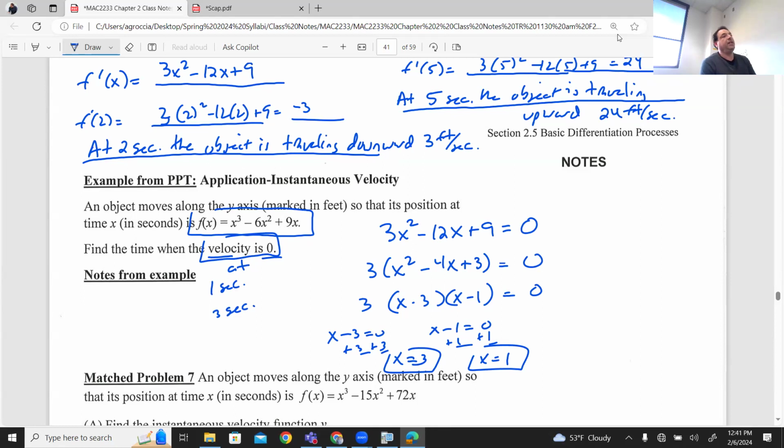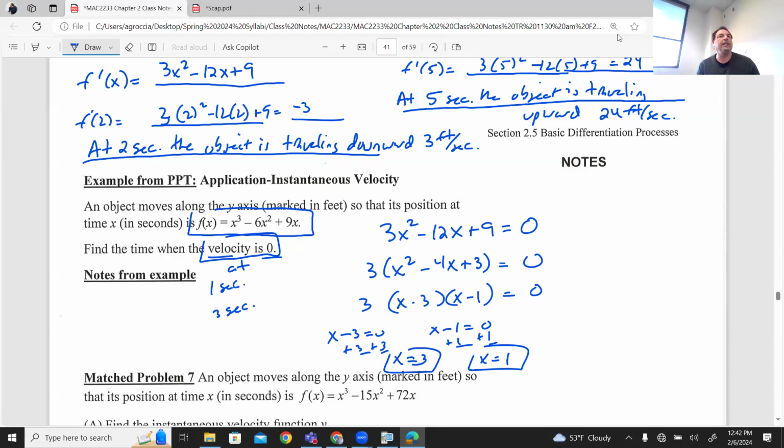You have to set that velocity equal to 0, which most of you, that's not the problem, but the factoring may be the problem. And again, we're in calculus. And if factoring is the issue, that's an algebra issue. Go back, study, learn, practice. You got to know how to factor.